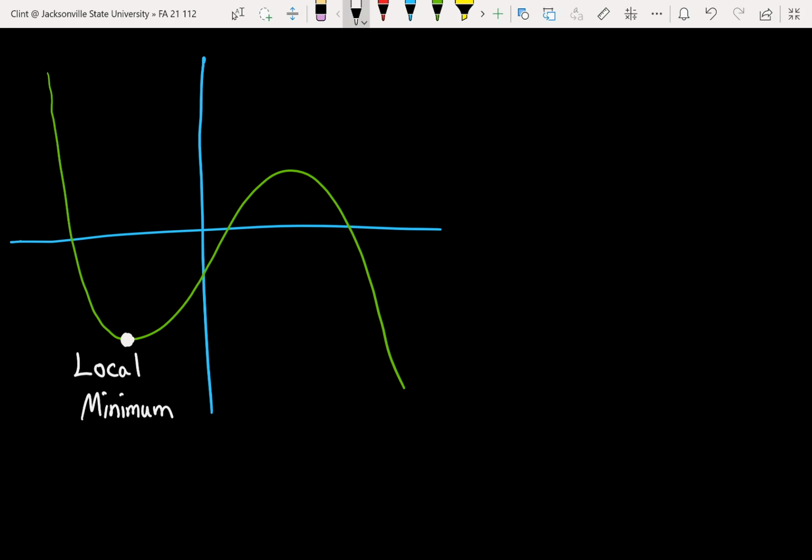With polynomials, it's not the actual smallest value of the function because they either go up or down forever, one end to the other. But locally, just around that area, when we have a valley shape like that, we call it a local minimum. And when we have a mountaintop shape, we call that a local maximum.